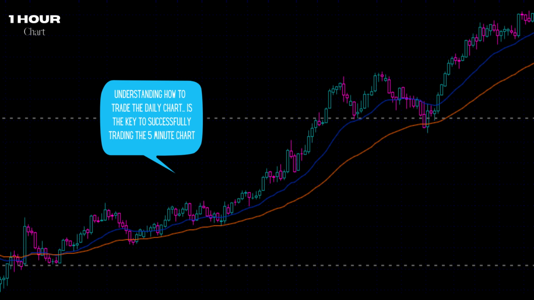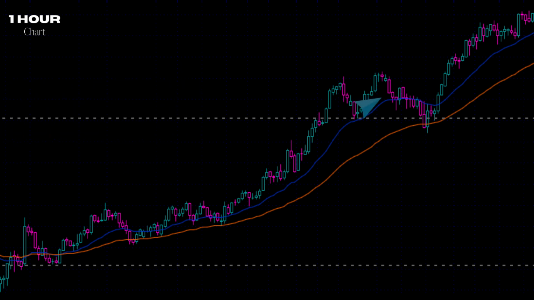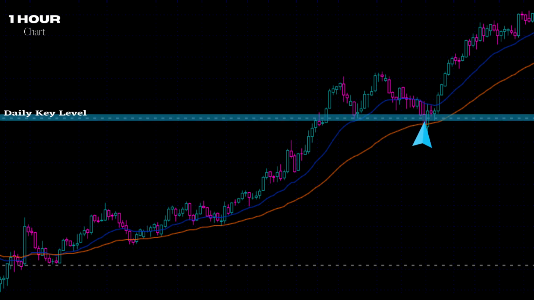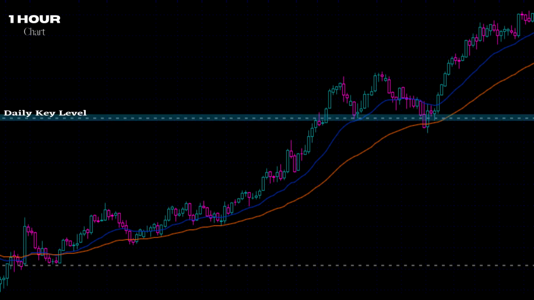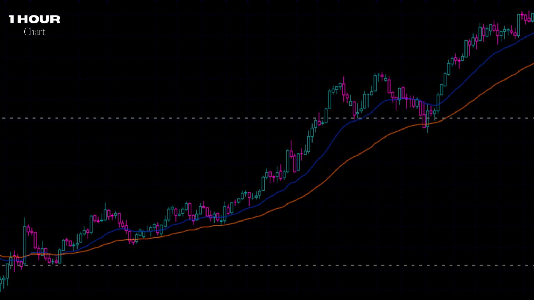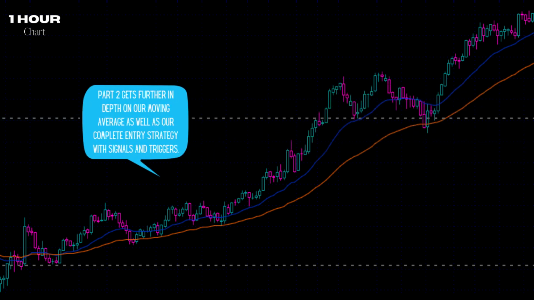We have identified a high probability trade setup when the price pulls back to the moving average, if and only if a key trading level is also present at or near that price. Price does not have to hit the moving average, however, it does have to hit the key level. While the moving average is also present at this price, the key level is the more important signal. Part 2 of this series will go more in depth on our moving average as well as our complete entry strategy.